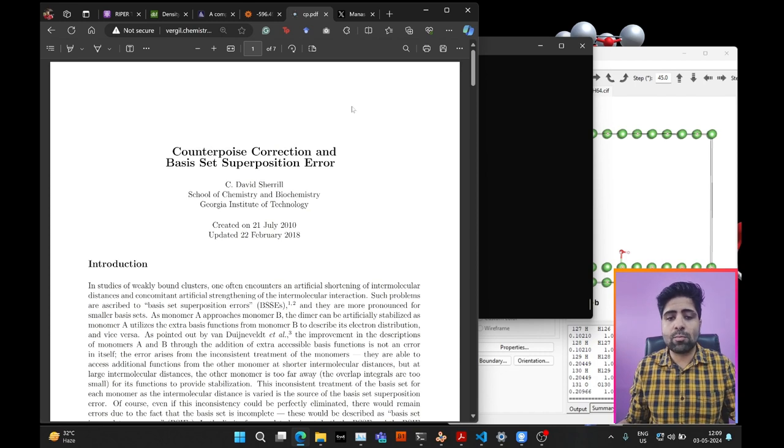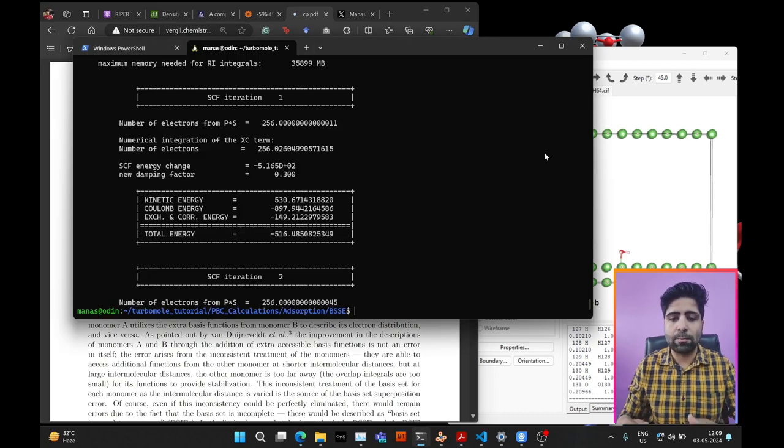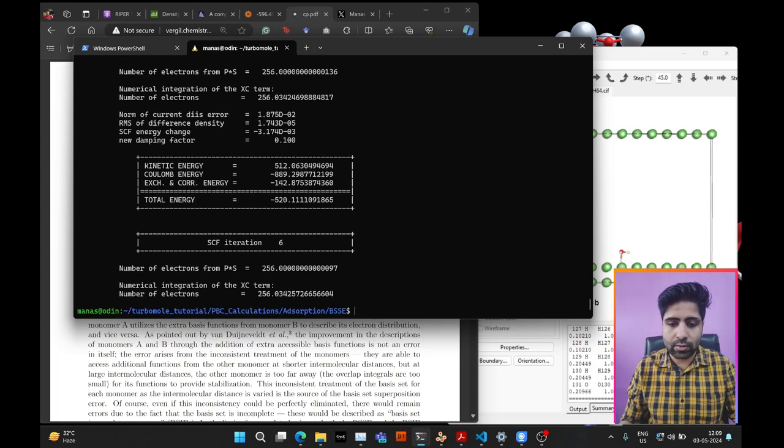And actually TURBOMOLE also has its own utility to compute BSSE corrected energies, but for the Ripper module I found this procedure to be really simple. But yeah, in the future I will probably create another tutorial on how to use that BSSE script. So let's see how far we are in this calculation. It is still going to take some time, so I'm going to pause the tutorial right now and come back when this calculation is complete.